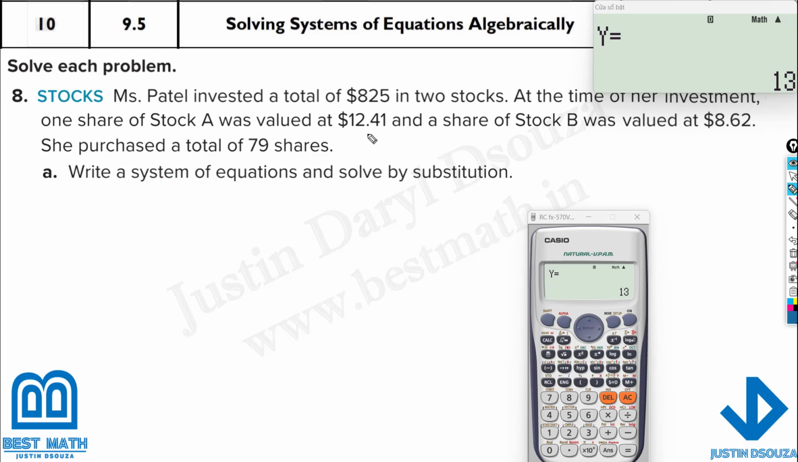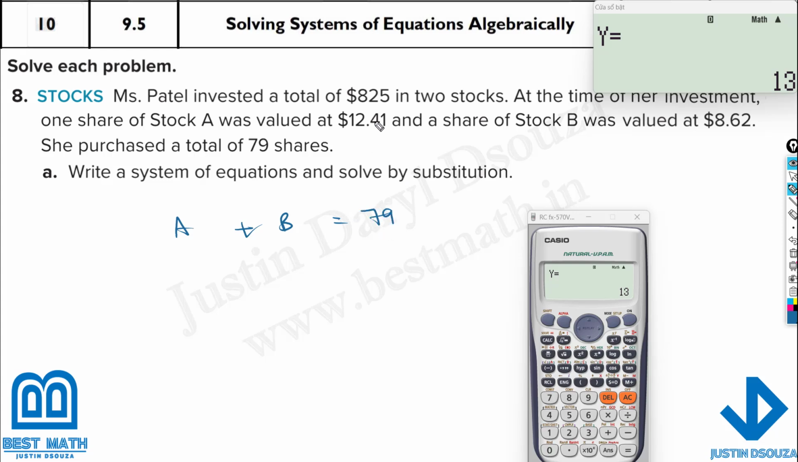We have another real world problem. Ms. Patel invested a total of $825 in 2 stocks. At the time of investment, one share of stock A was valued at $12.41 and a share of stock B was valued at $8.62. She purchased a total of 79 shares. So they have given you stock A and B, so I'll just take it as A and B.